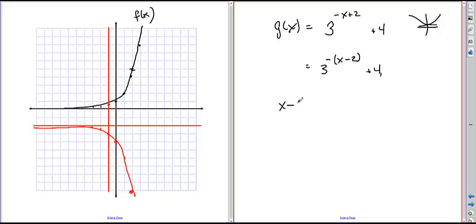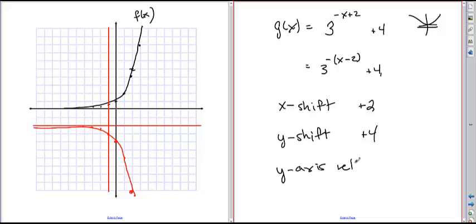So we're going to have an x shift of plus 2, a y shift of plus 4, and we're going to have a y-axis reflection. So those are the three transformations that we're going to have.